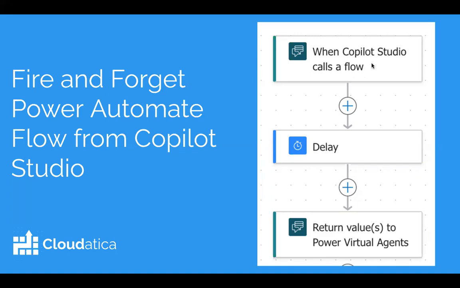Studio calls a flow. I just put in a delay. The delay is representative of something that you may want to do that takes time, and you return a value to Power Virtual Agent. As you can see, this will be a blocking call. In this video, we'll learn how to make it non-blocking. It's a very simple video.